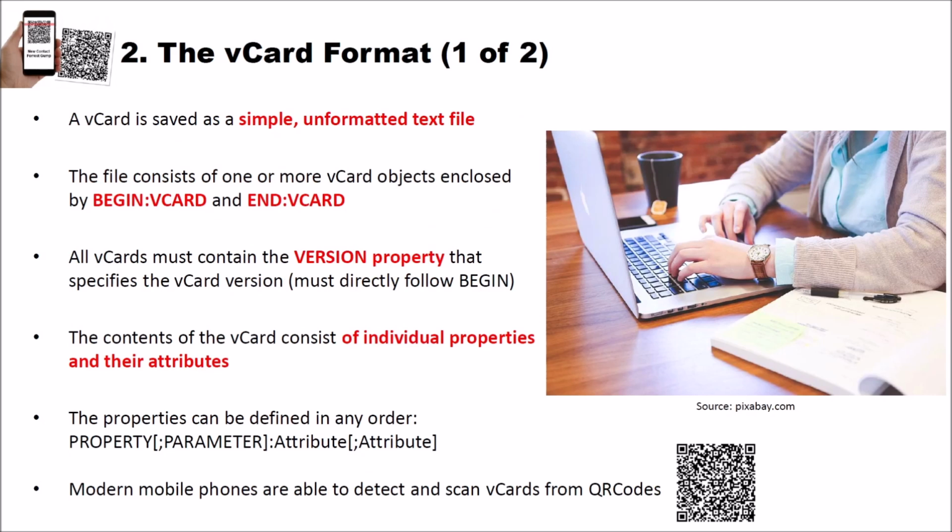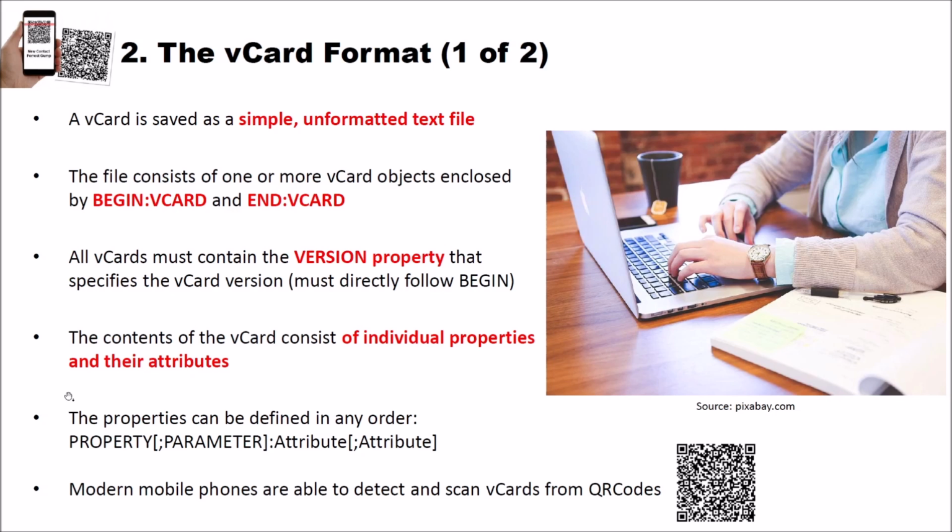A vCard in fact is saved as a simple unformatted text file. And the file consists of one or more vCard objects, what this means we will see later, enclosed by BEGIN:VCARD and END:VCARD with 2 colons. All vCards must contain the version property that specifies the vCard version, and this must directly follow the begin element, you can say.